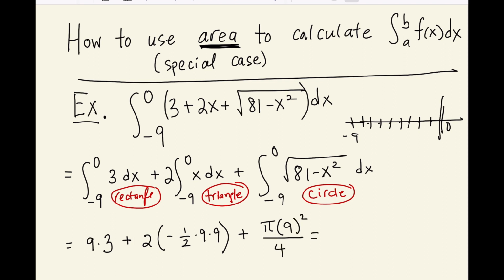Okay, so we have 27 minus 81 plus 81 pi over 4. This gives me 81 pi over 4 minus 54, and that would be my final answer.